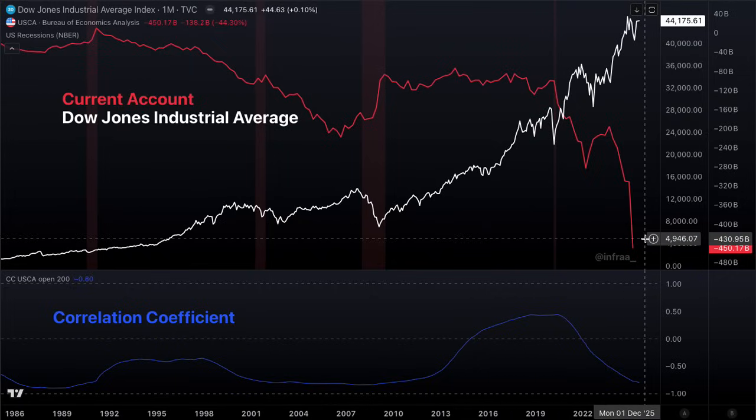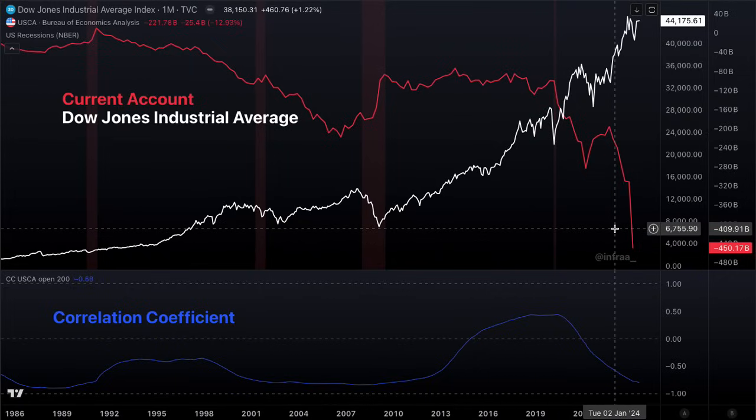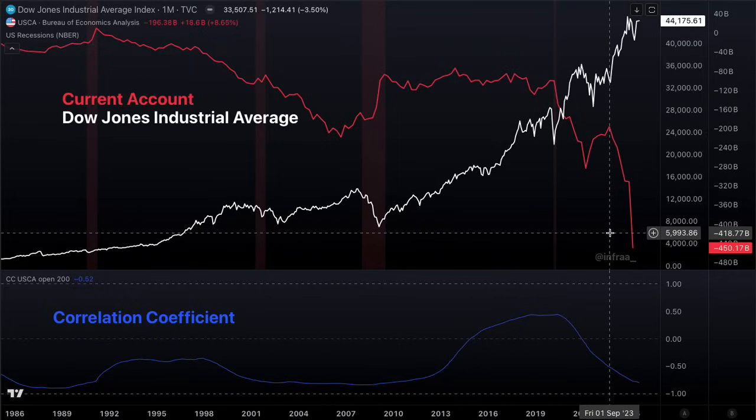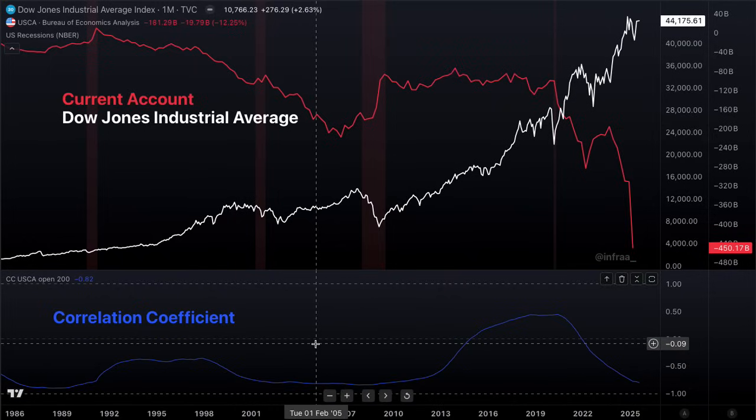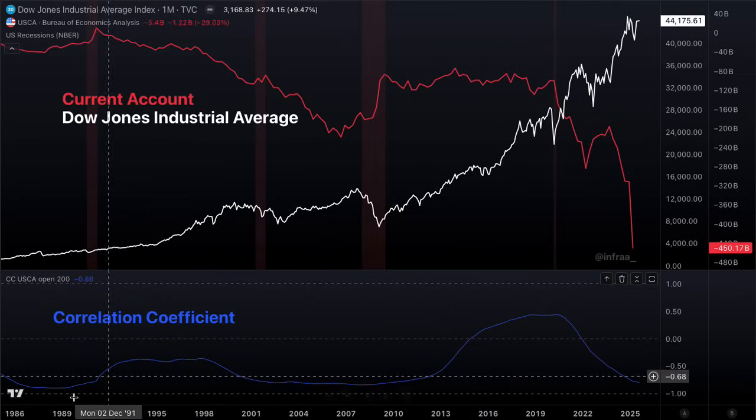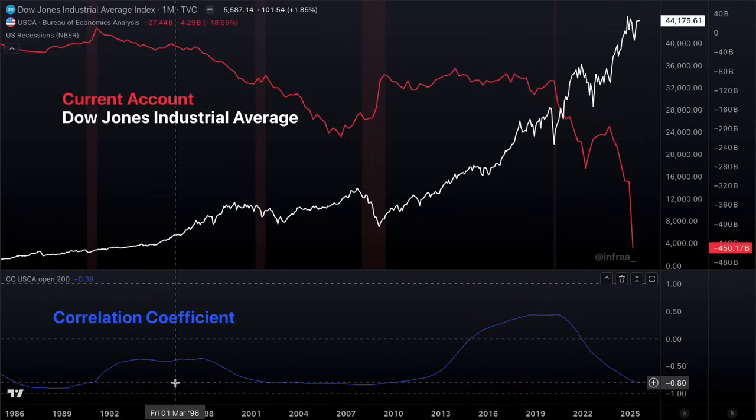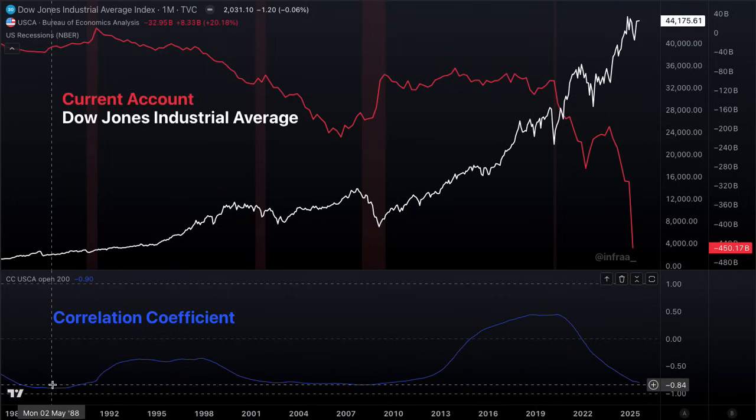But as the trade deficit gets worse, if the stock market goes up at a faster rate, you would expect what's called a negative correlation coefficient. That is what we see in blue. It has a very, very strong negative correlation of here in the 80s, 0.89.